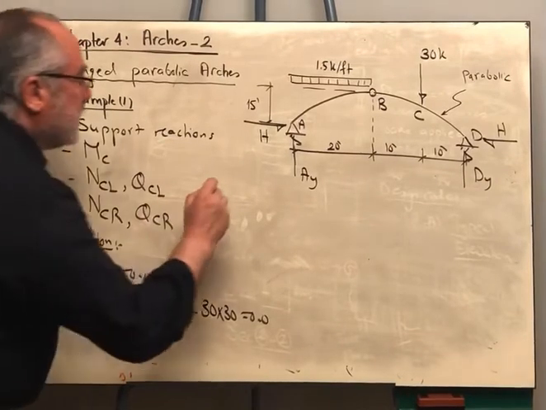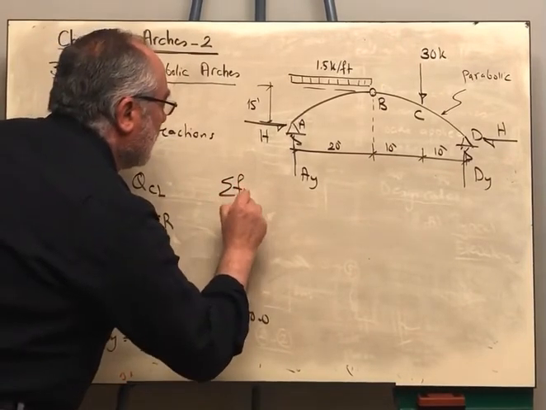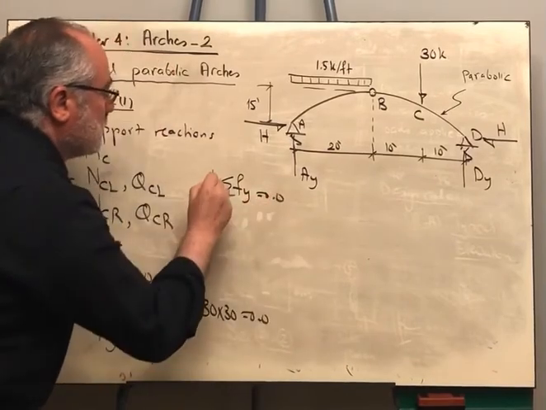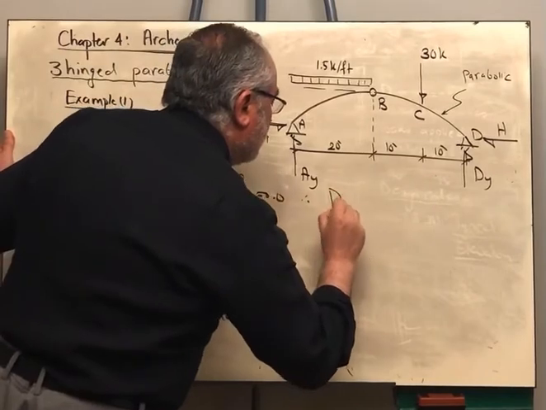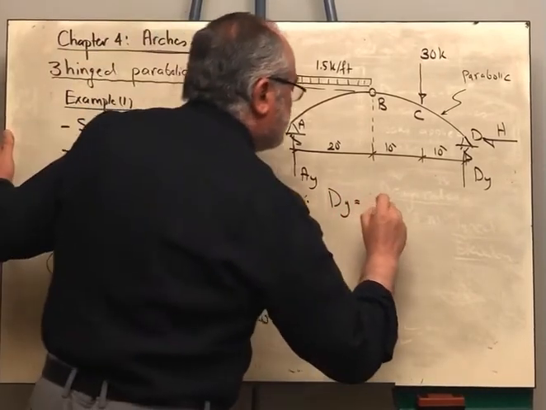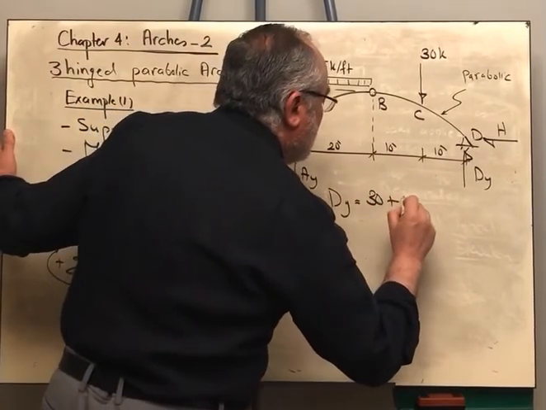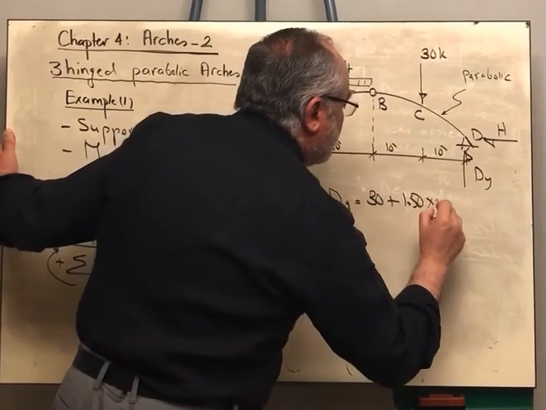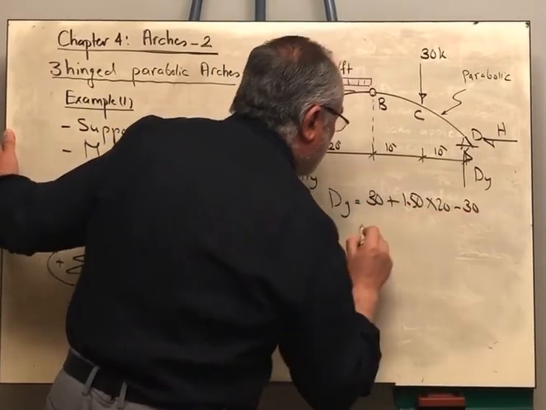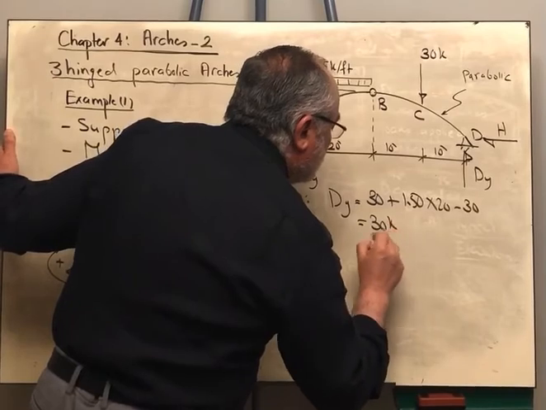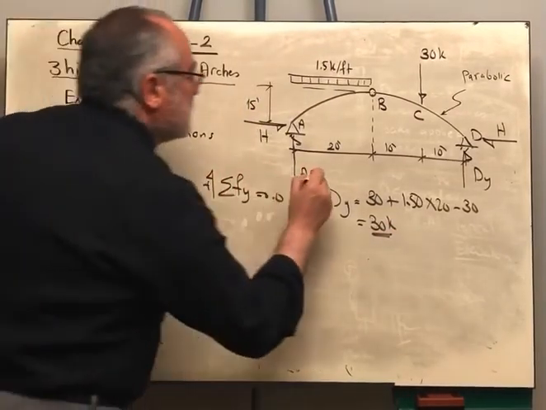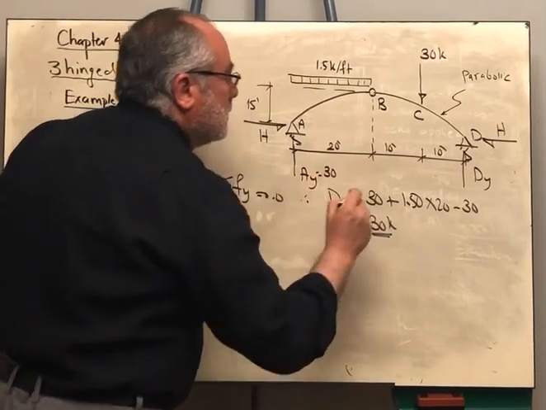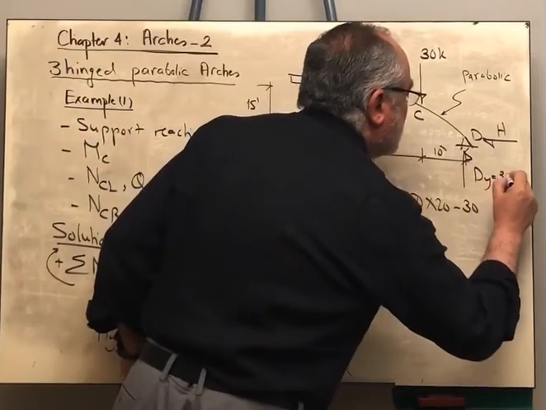Okay, from sigma Fy equals 0, that's the positive direction. Therefore, DY equals 30 plus 1.5 multiplied by 20 minus 30, which is also 30 kips. So this is here equal to 30, and this is equal to 30.